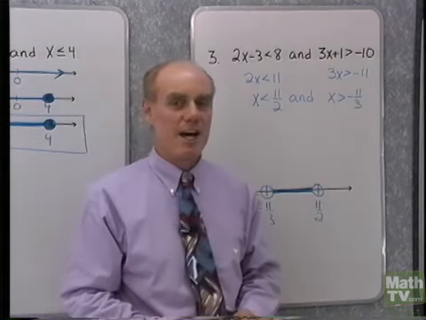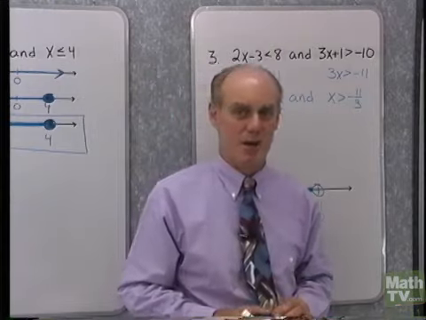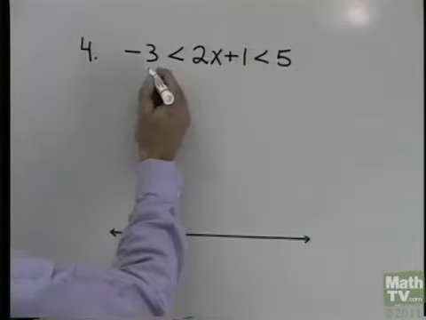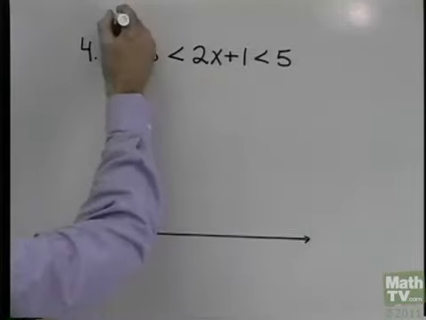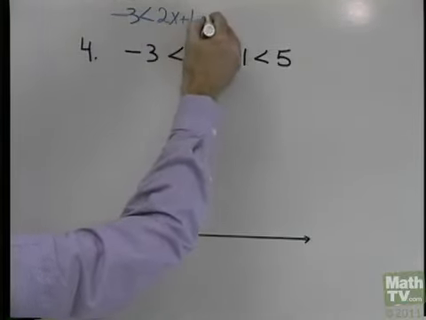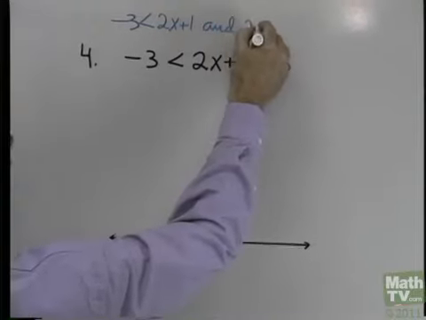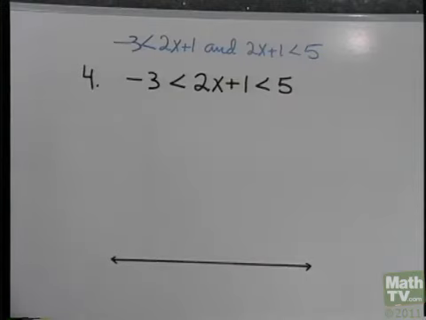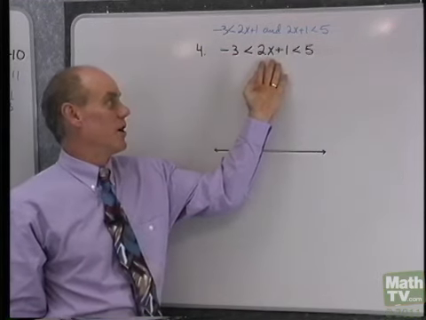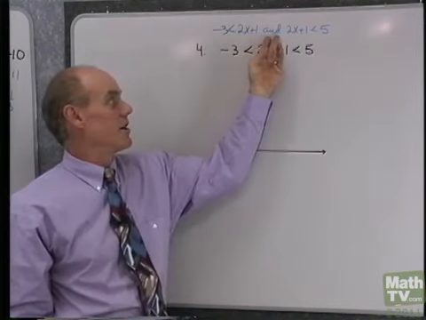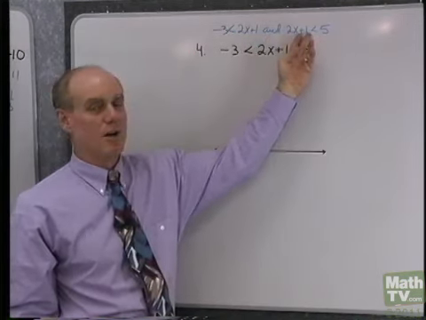Okay, let's look at one last inequality that's called a continued inequality. Negative 3 less than 2x plus 1 less than 5. Now, this is just shorthand notation for this: negative 3 less than 2x plus 1 and 2x plus 1 less than 5. So when I see a continued inequality like this, it is shorthand notation for this inequality connected with the word and to this inequality right here.